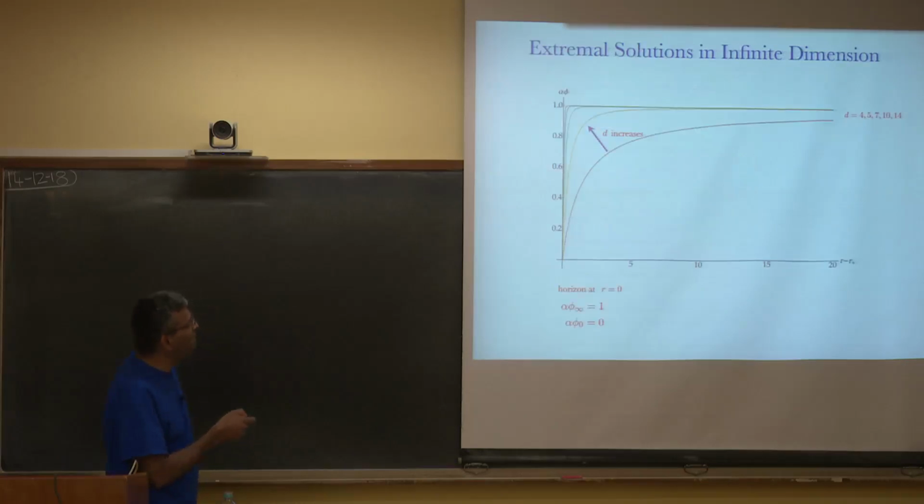So if you apply these ideas to extremal solutions in infinite dimensions, you find the flow essentially becomes a step function. So the moduli retain their asymptotic values until a region very close to the horizon, and then quickly drop to the attractor value. And we do this numerically for various values of dimensions up to 10.